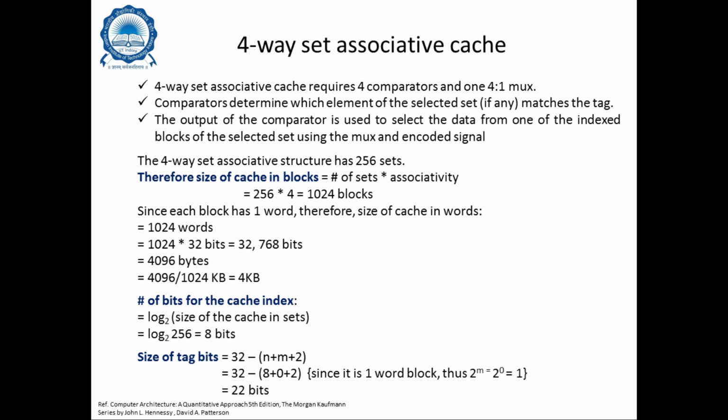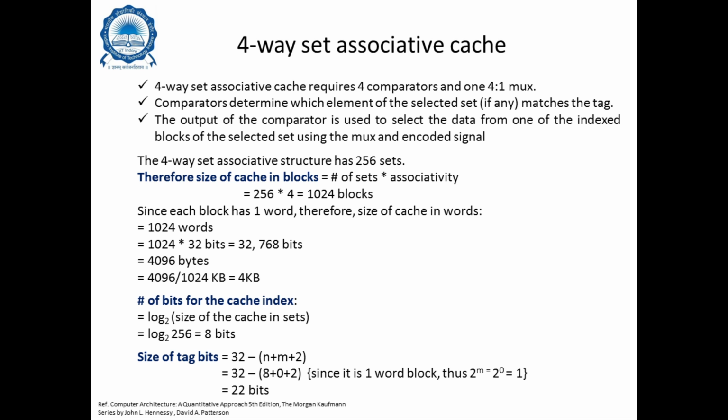Okay, so it's a 4 KB cache, as I said earlier. So this is the derivation and calculation of how and why it's 4 KB. And from here, the number of bits for the cache index can be given as log 2 of the size of the cache in sets. The size of the cache in sets is 256. Okay, so log 2 of 256 gives you 8 bits. So therefore, we have 8 bits reserved for the cache index.